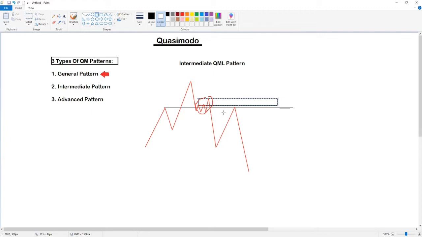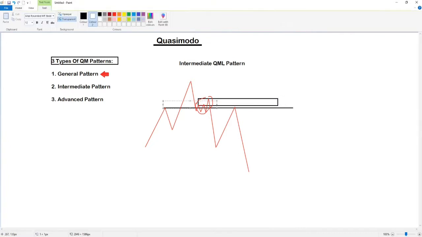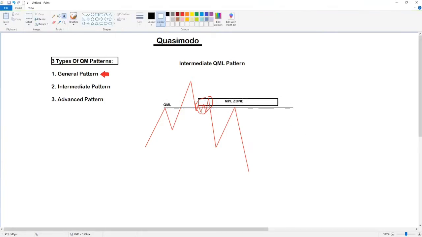Thus lowering the risk compared to the general pattern where your stop loss was above structure, right? And we still have that low over here, the high over here, and I'll only label the QM level here, right? So it looks exactly like a general pattern, just that we have an MPL zone. And like I said, this is in the context of a sell scenario. The opposite is true if you're in a buy scenario.